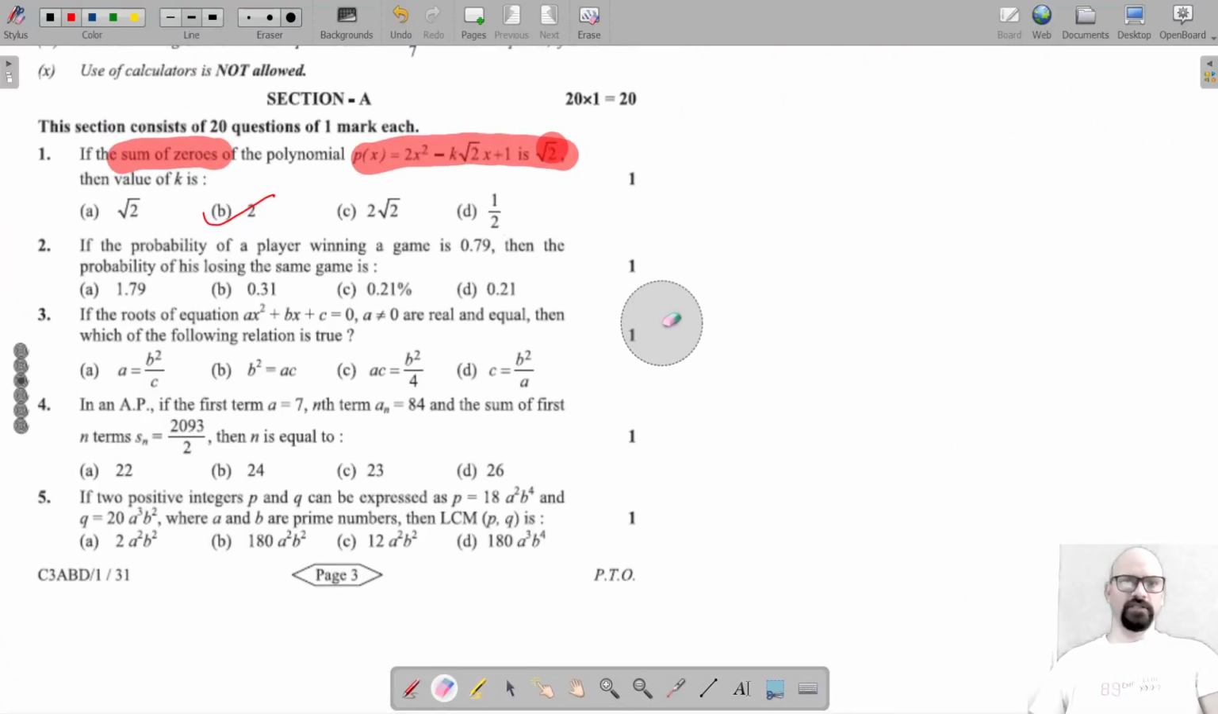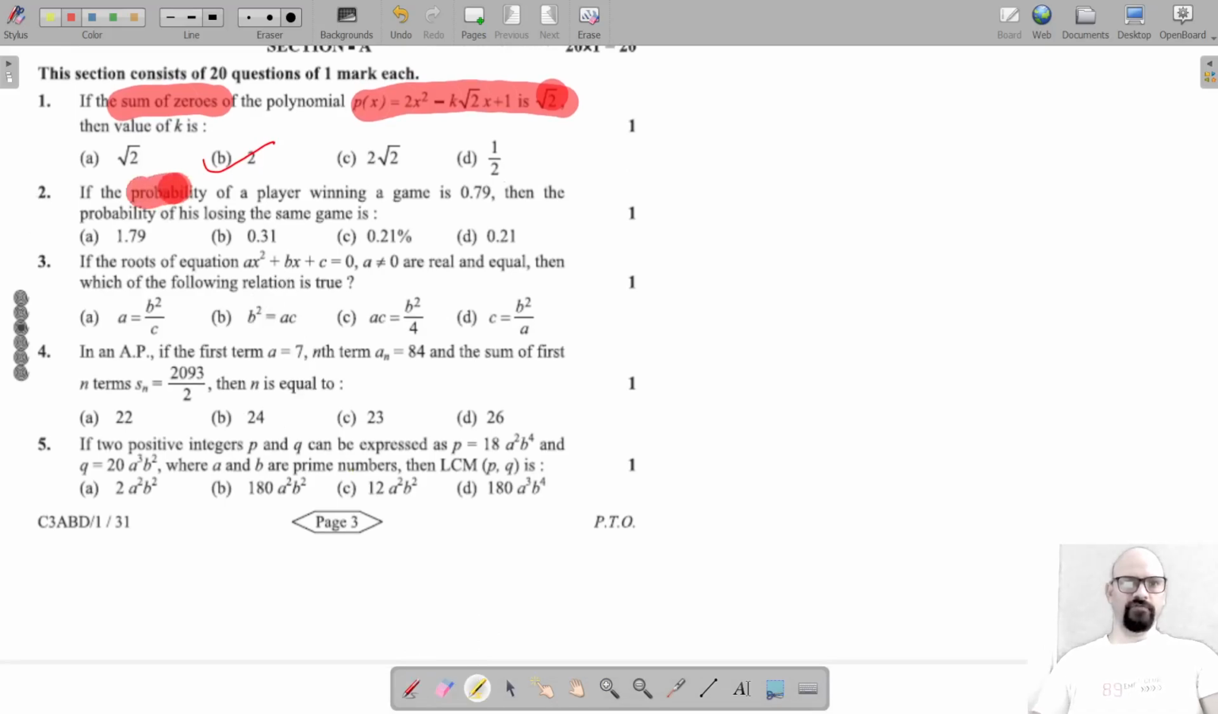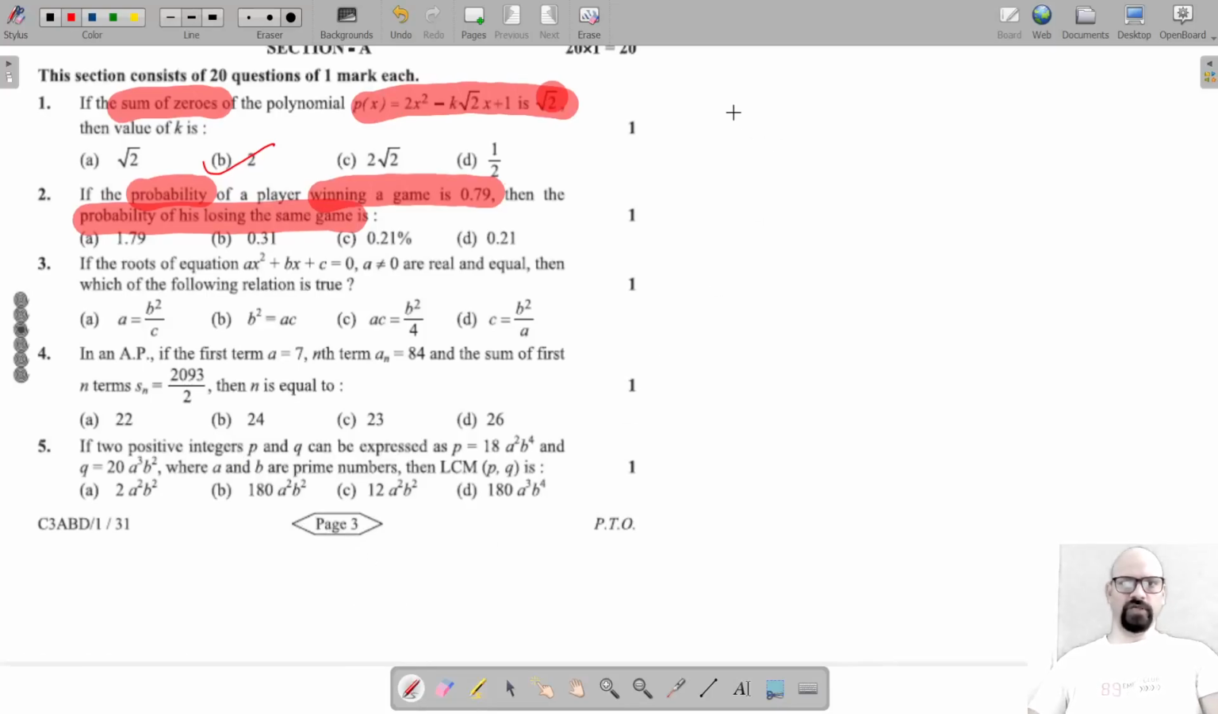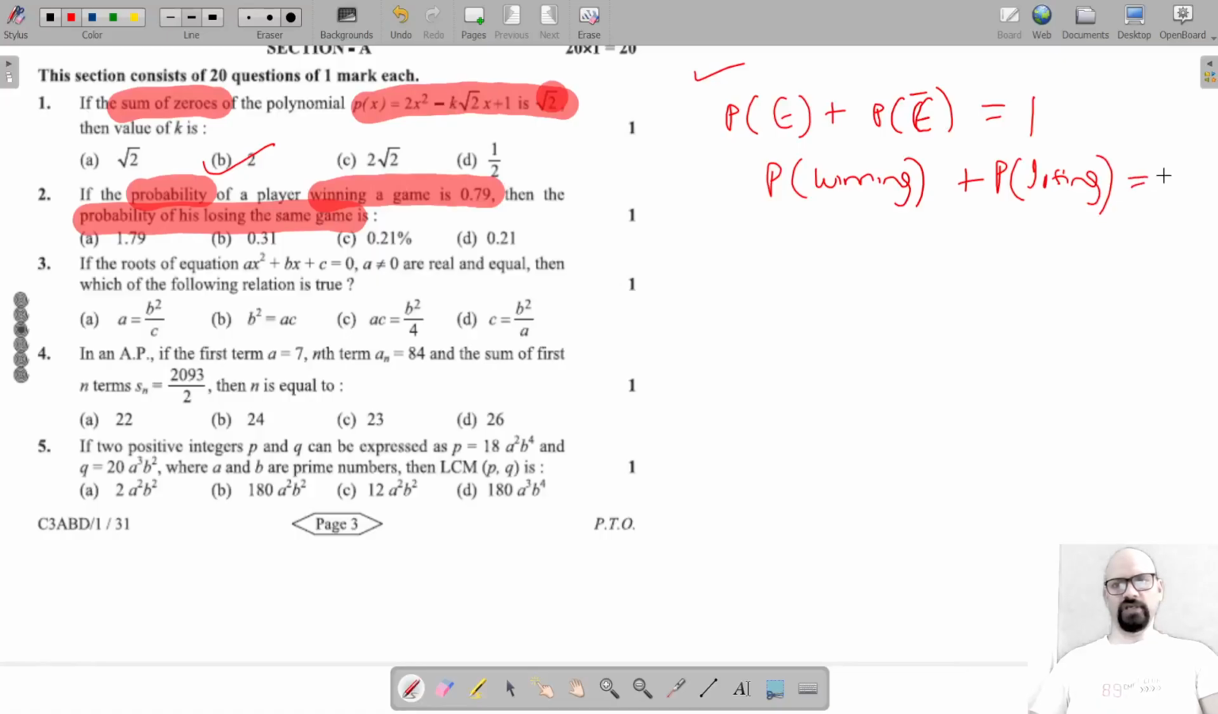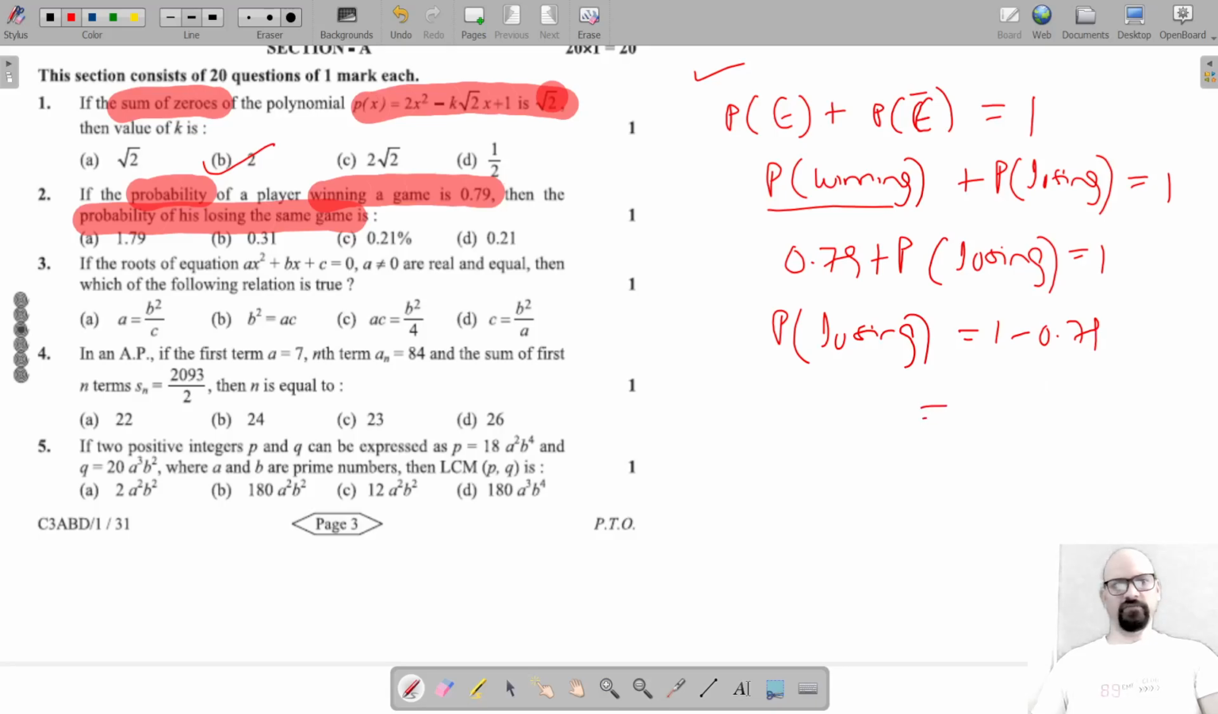Moving on to the second one, it says that the probability of a player winning a game is 0.79, then what is the probability of his losing the game? Now winning and losing are complementary events, that is, probability of an event E plus probability of not E is equal to 1. So here the event is winning and not E is losing. We are given the probability of winning, which is 0.79, plus the probability of losing is equal to 1. So the probability of losing is equal to 1 minus 0.79, and 1 minus 0.79 is 0.21. So D is the answer.